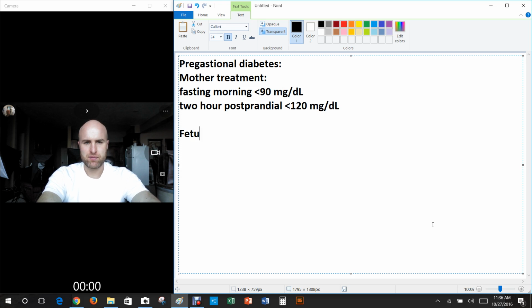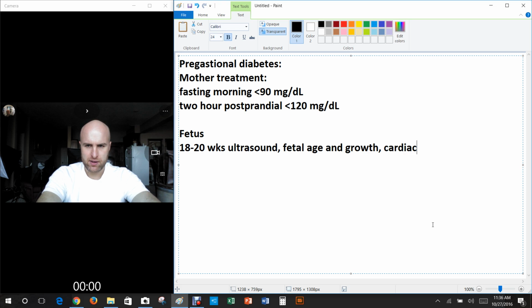Okay, what about the fetus? So the baby, at 18 to 20 weeks, we want to do an ultrasound to see the baby's growth. We want to look for the fetal age and growth. We want to check for cardiac problems, anomalies, and also polyhydramnios. Polyhydramnios basically means that there's too much fluid around the baby.